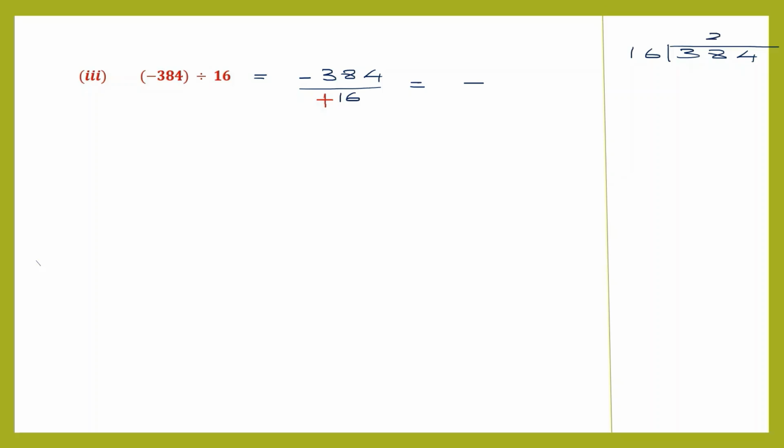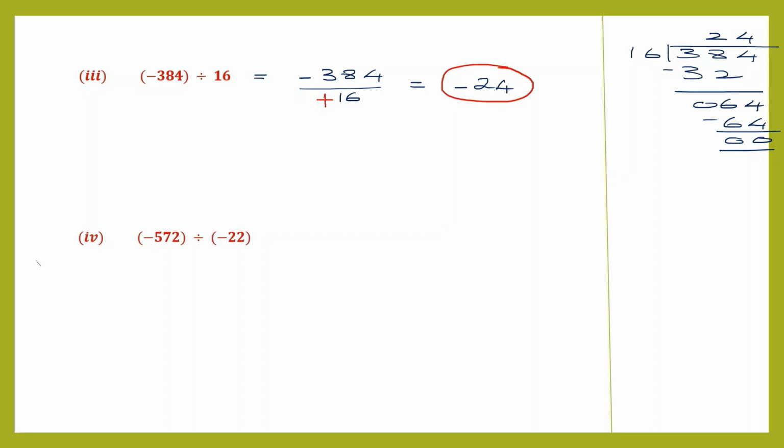16 twos are 32. Subtract. 8 minus 2 is 6, 0 and then 4. We have 64. 16 fours. When you multiply 16 into 4, you will get 64. 16 fours are 64. So what is our quotient here? Our quotient is 24 and our final answer is minus 24. This is our final answer.